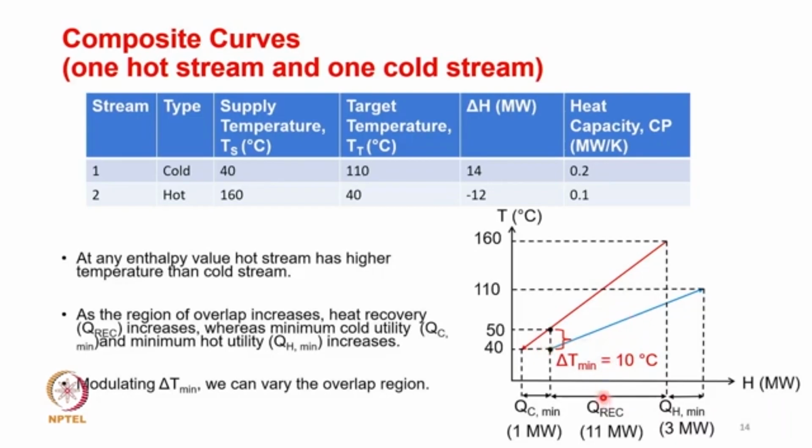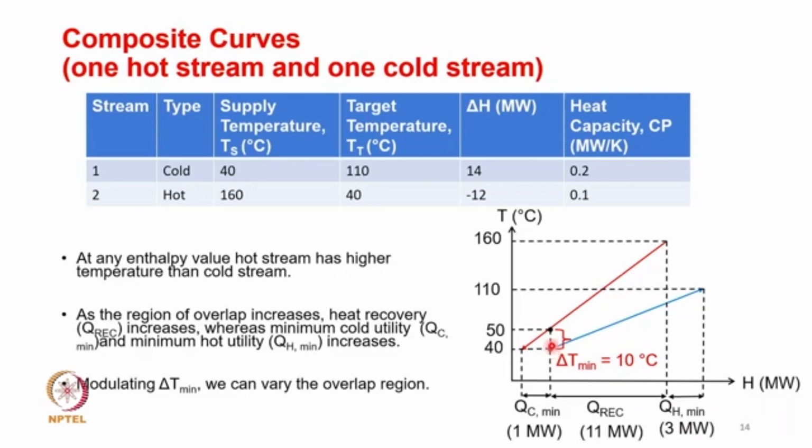So, QREC is what can be effected by means of heat recovery, and QH, which is of course the hot utility, you need to supply externally, and QC you also need to take away from the system. As a result, what you can see is this delta T minimum. Delta T minimum is the difference between the last point of the cold fluid and the temperature corresponding to that point on the hot fluid. So, in this case, this is 10 degrees C.